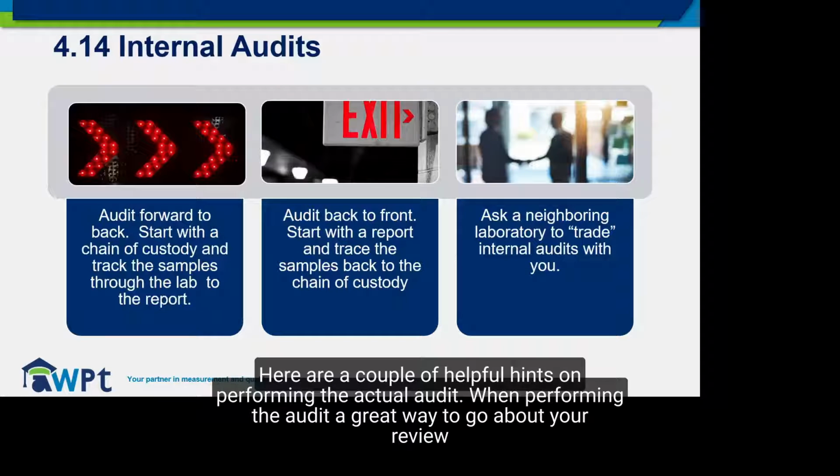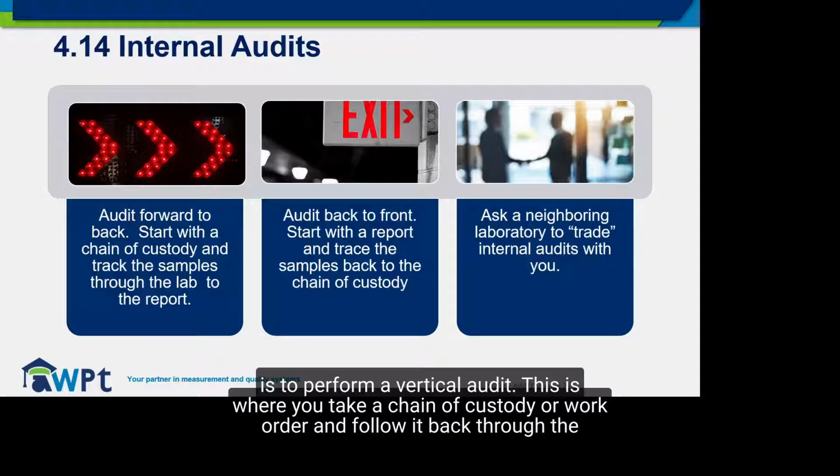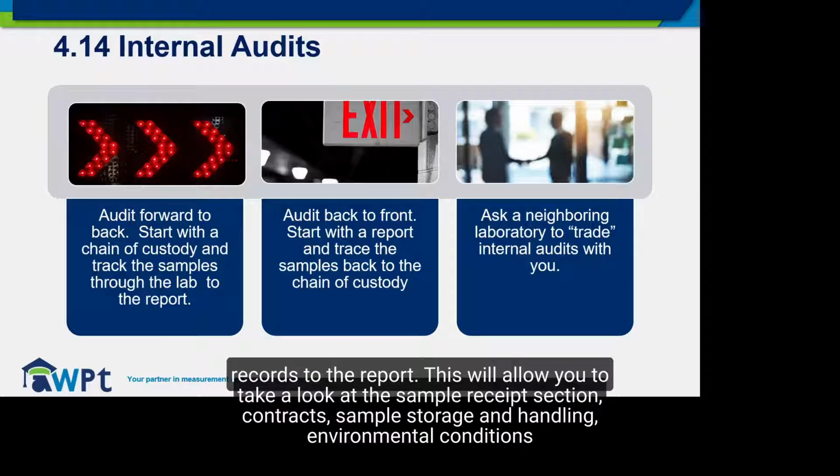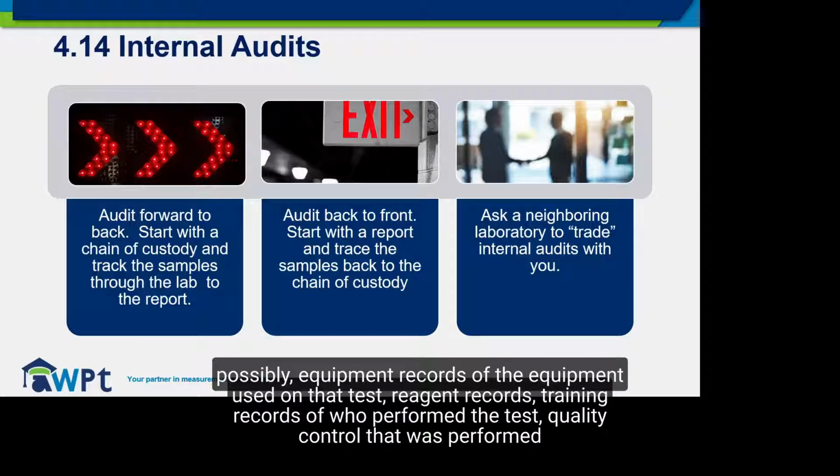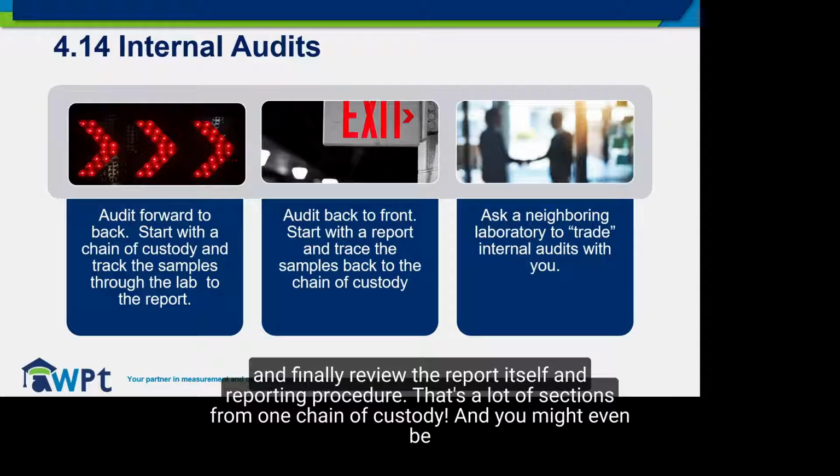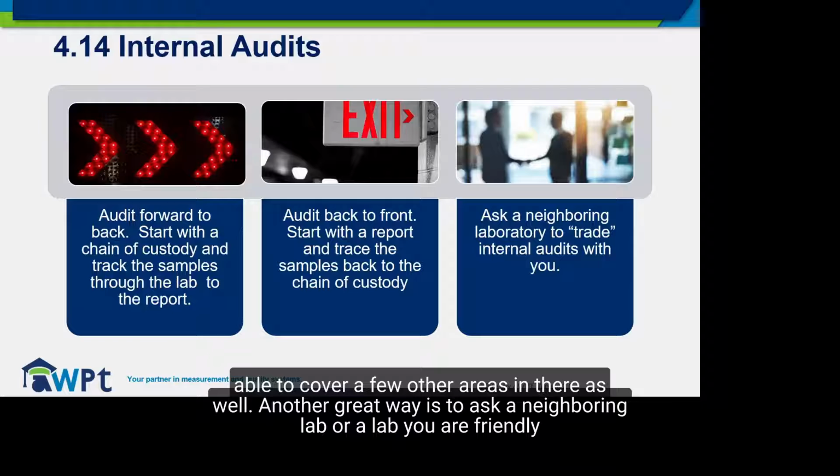Here are a couple of helpful hints on performing the actual audit. When performing the audit, a great way to go about your review is to perform a vertical audit. This is where you take a chain of custody or a work order and follow it back through the records to the report. This will allow you to take a look at the sample receipt section, contracts, sample storage and handling, environmental conditions, possibly equipment records of the equipment used on that test, reagent records, training records of who performed the test, quality control that was performed, and finally review the report itself and reporting procedure. That's a lot of sections from one chain of custody, and you might even be able to cover a few other areas in there as well.